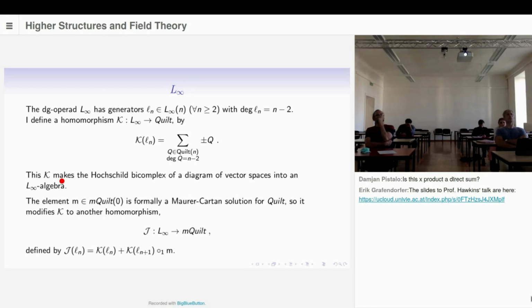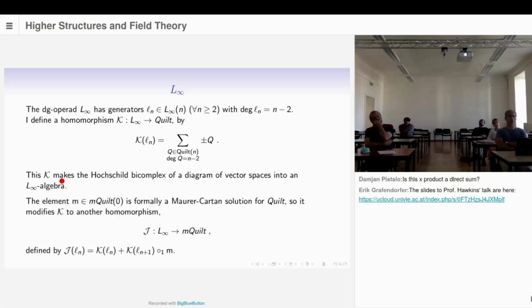So then we move on to M-Quilt. Well, the M in Quilt is kind of acting like a virtual element of the space that it's acting on. It's formally a multiplication. It's because of the relations that I didn't list but used to define Quilt. It automatically satisfies the Maurer-Cartan equation, sort of within the operad in a sense. And that means that it can be used to modify a map from L infinity into the operad, or rather into the new operad.